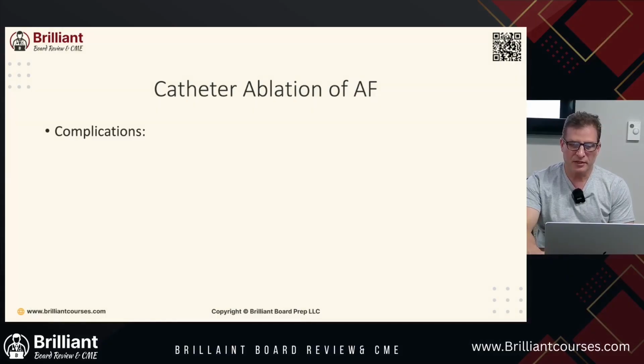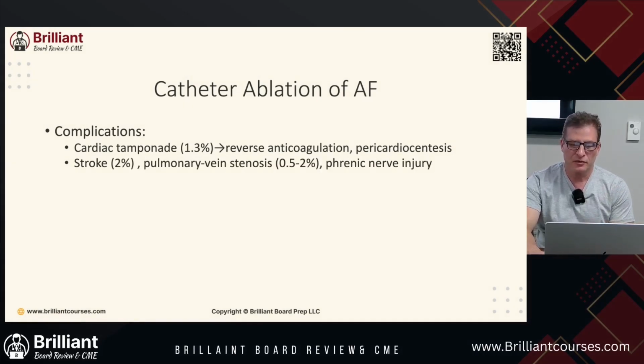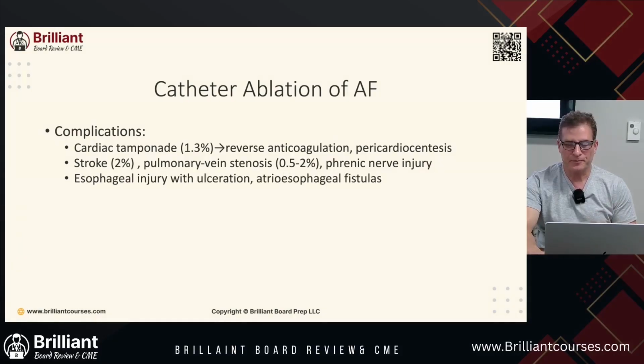Now let's talk about the complications. Cardiac tamponade, 1.3%, you need to reverse anticoagulation and do a pericardiocentesis. Stroke, 2%. You can have pulmonary vein stenosis and phrenic nerve injury. Esophageal injury with ulceration, atrioesophageal fistulas. With the new technology, these are less likely to occur.